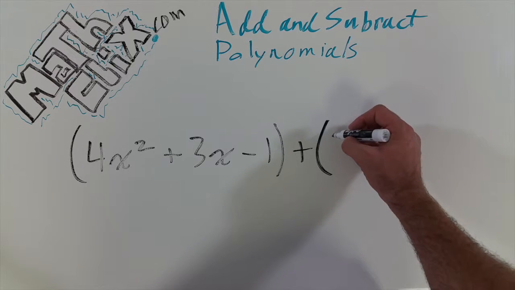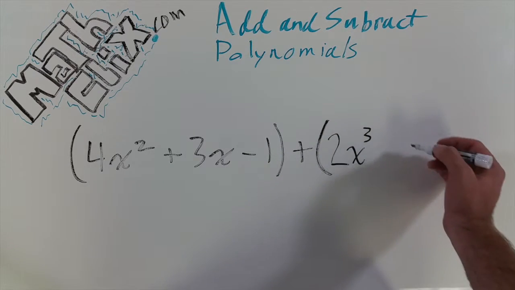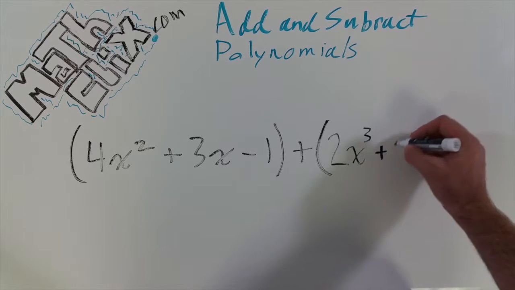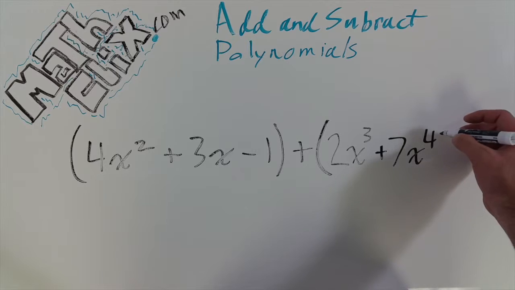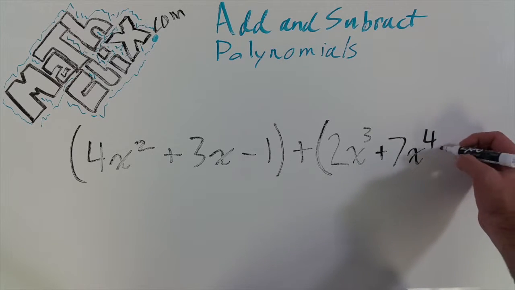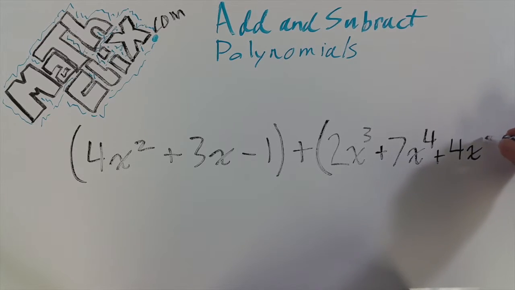Okay, so we've got 2x cubed plus 7x quaded plus 4x squared.